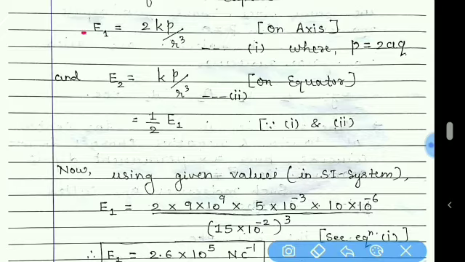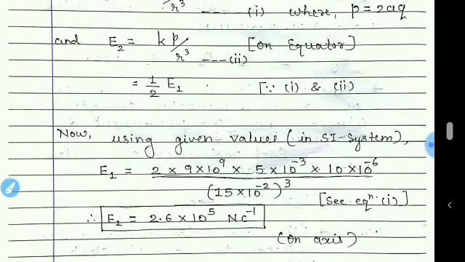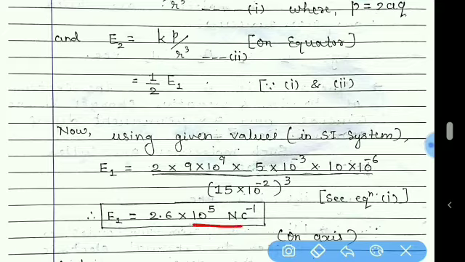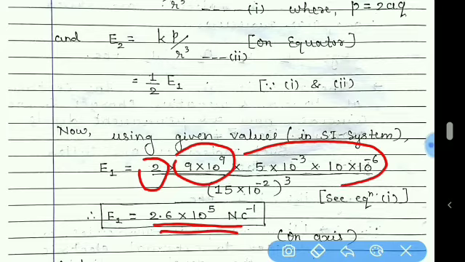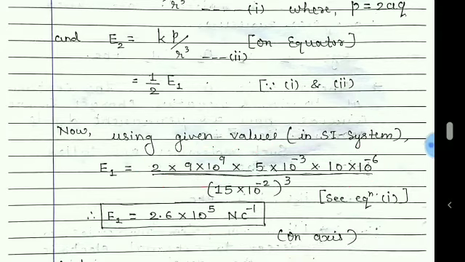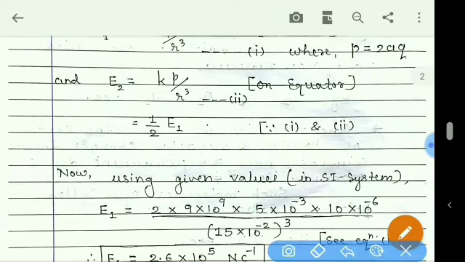Now using this equation and putting the given values and solving, we will get this answer for the axis. Here this is 2, this is the value of k, this is the value of p. Now we know that p is equal to twice a into q. You can see here p is equal to 2aq.